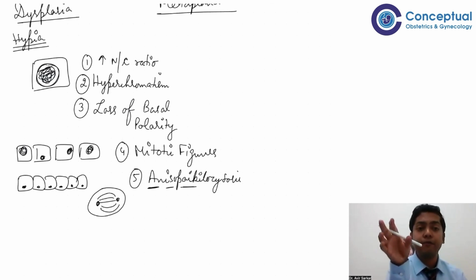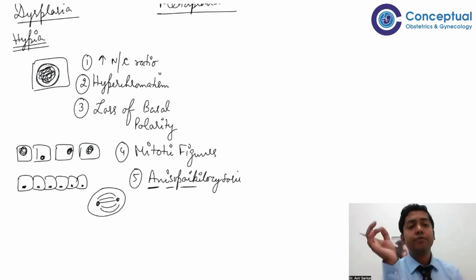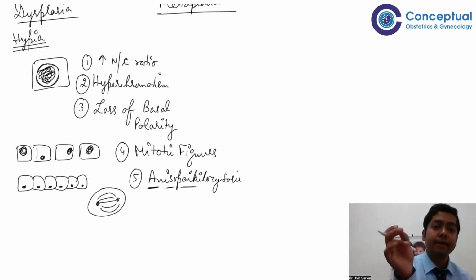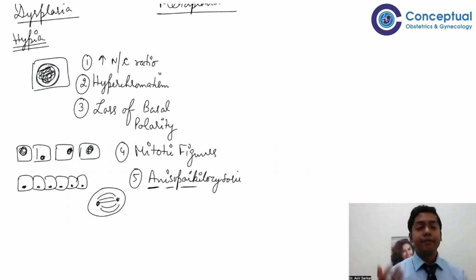So these are the five features which help in defining dysplastic cells. Whenever you find dysplastic cells, be it in your cytology sample, that is pap smear, or your histopathology sample, that is cervical biopsy, we screen the patient for cancer. We screen the patient for cancer and then we go for further diagnostic tests to determine what the cancer is.